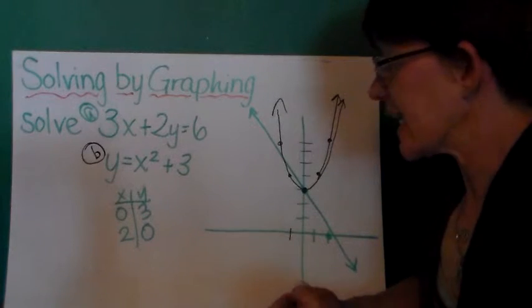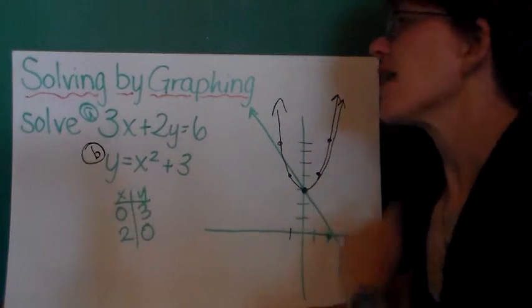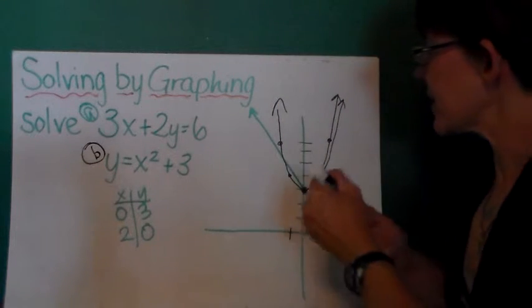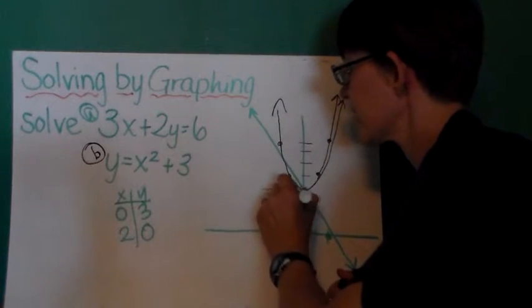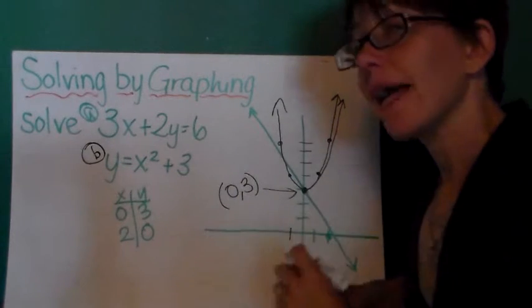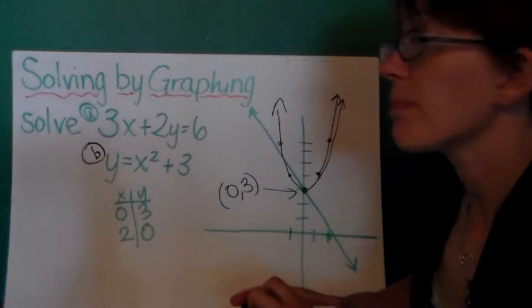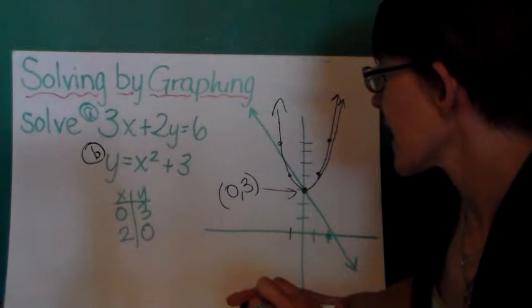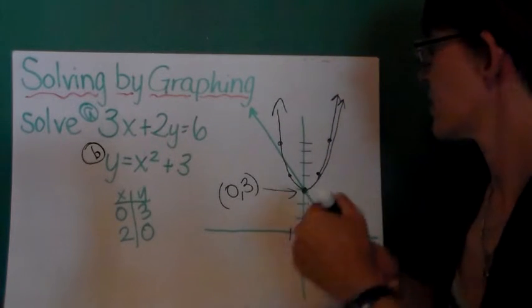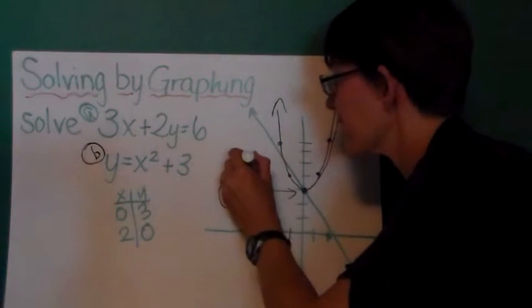Now I can see that my graphs definitely intersect here at the point 0, 3. I can also make an estimate that my graphs appear to intersect at the point, this looks maybe like negative 1.5.